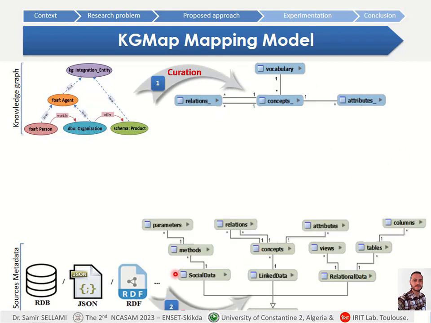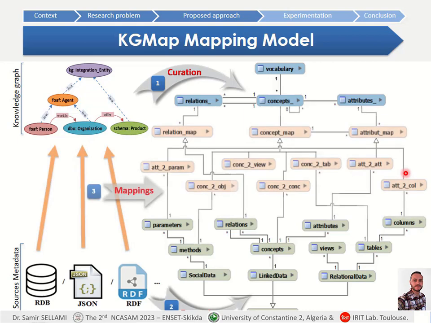Second, we extract the metadata of the source in a description model of source. This model captures the metadata at two levels. The first level holds general metadata about the source type and the access mechanisms. The second level captures detailed metadata about the description of its schema elements, for example, table and column names for relational databases. In the middle, KGMap consists of a bridging mechanism between these two models.